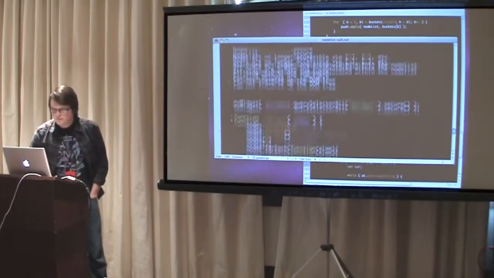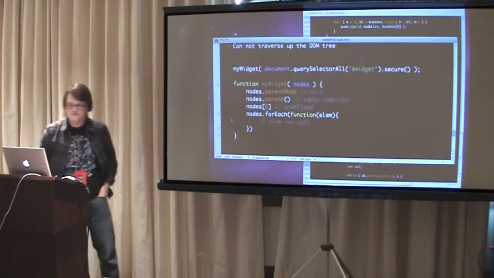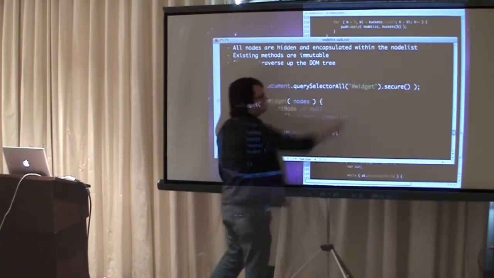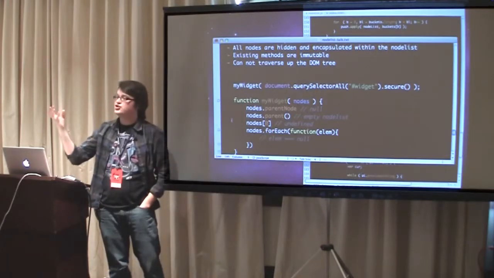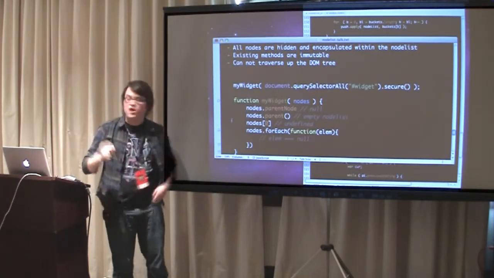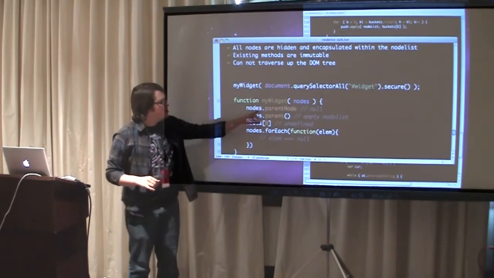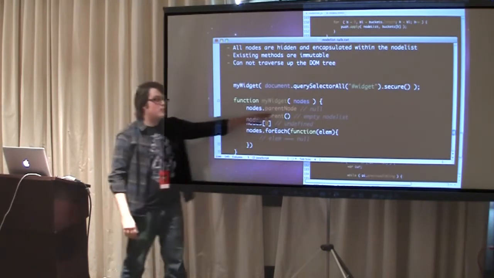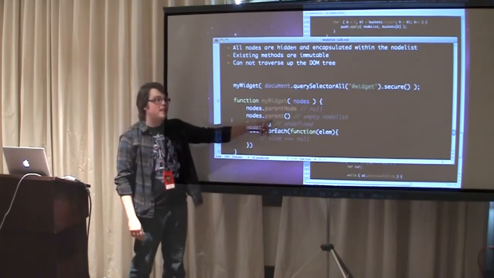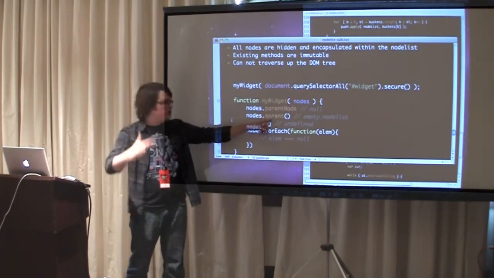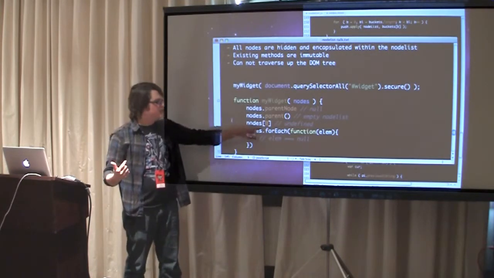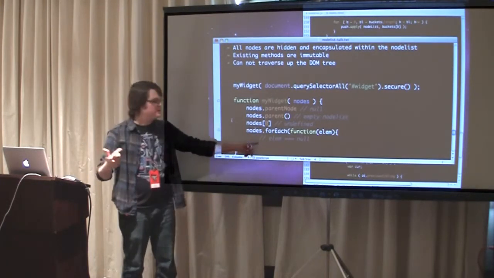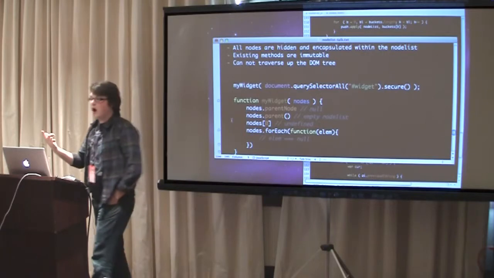As an example, if we call querySelectorAll on some widget, you get back a secured version of that NodeList. If you try to call parentNode or parentNodeList, that will return null. If you try to walk back up the tree to break out, that'll return an empty NodeList. Try to access the first element, that'll return undefined. You try to loop through to get to the elements, each of the elements will be null.